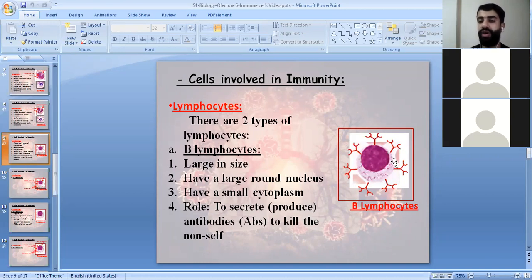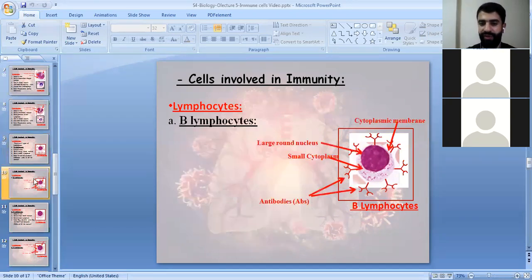What is the function of the B lymphocytes? They secrete antibodies. These are the antibodies. They look like a Y-shaped structure, so they are called Y-shaped proteins. Antibodies are secreted by B lymphocytes to kill the non-self. This is the labeling of the figure.